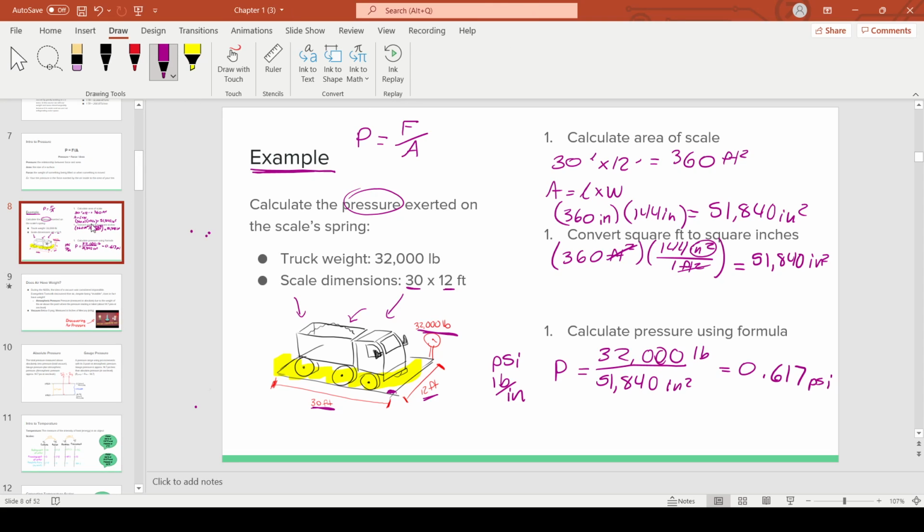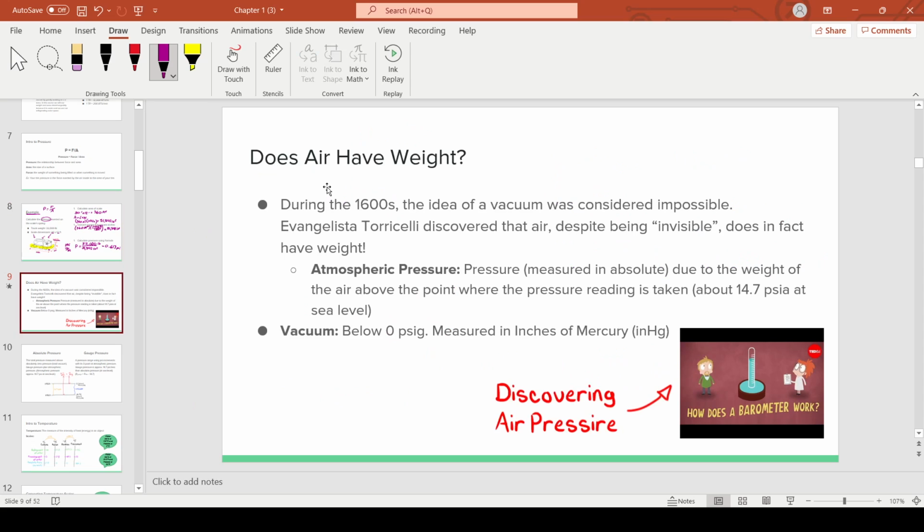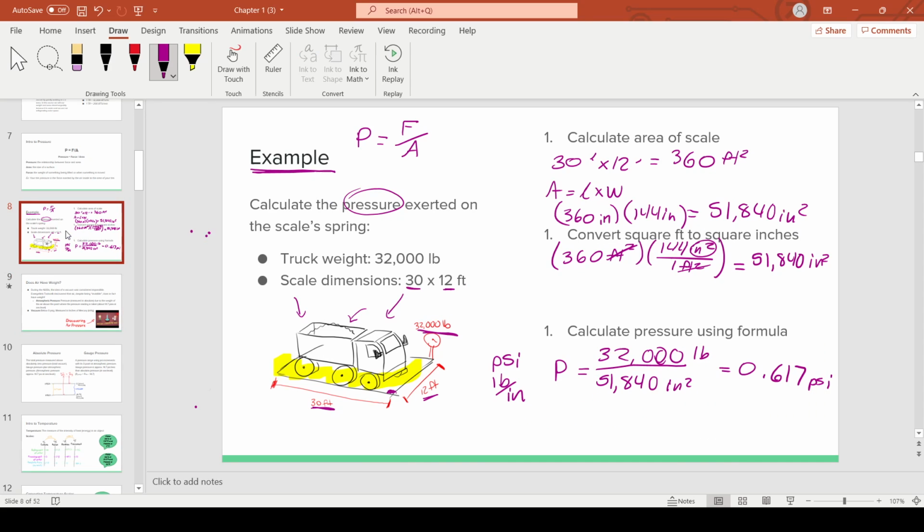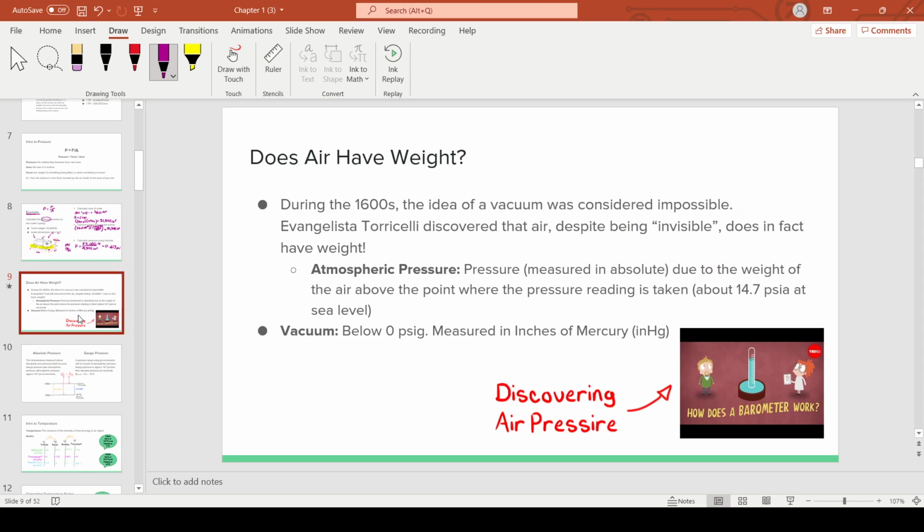All right, we're going to move on. Does air have weight? Now, we calculated basic pressure, right? When you apply pressure to something, you apply a force. But we have to realize that the air around us also has weight that it is exerting on us all the time. All right, so during the 1600s, the idea of a vacuum was considered impossible. A vacuum is somewhere where there is no air, right? So can we all agree that there's air all around us all the time? We can? Okay, cool.